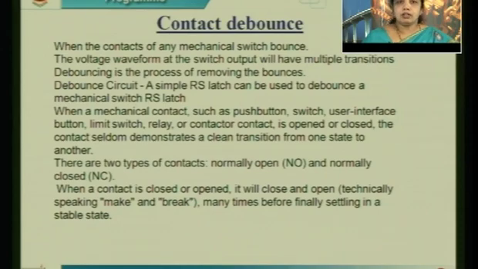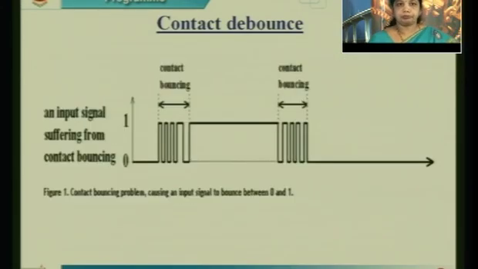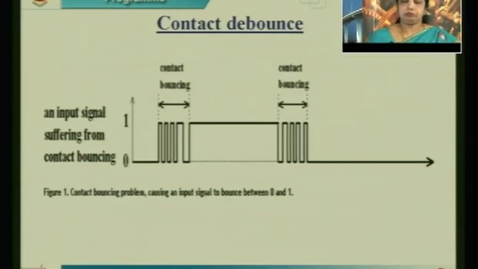When a contact is closed or open, I call it switch closed or open, make or break, so it bounces many times before settling into a new state. See this waveform over here: you can see an input signal suffering from contact bouncing. Whenever a switch is in contact or connected, we call it logic 1. Whenever I release or break the circuit, we call it logic 0, the switch goes to 0 state. While moving from 0 to 1, it takes many transitions to reach this 1.